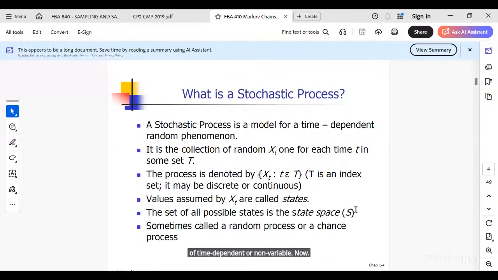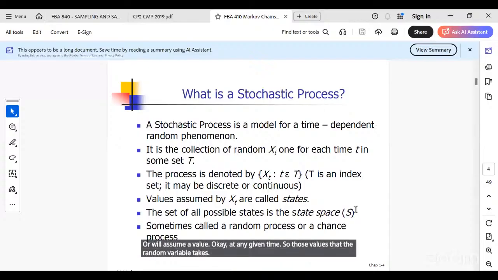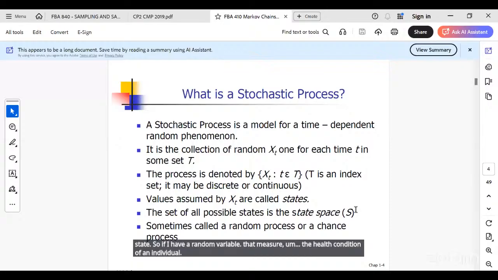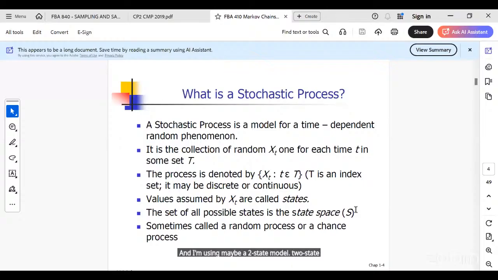Now, those random variables or those activities will be in a particular location, will be in a particular condition, will be in a particular, in quotes, state at any given time, or will assume a value at any given time. So those values that the random variable takes are called states. States. So if I have a random variable that measures the health condition of an individual, and I'm using maybe a two-state scenario, an individual being alive or an individual being dead. So in that case, my random variable can be in the state of being alive or being dead.